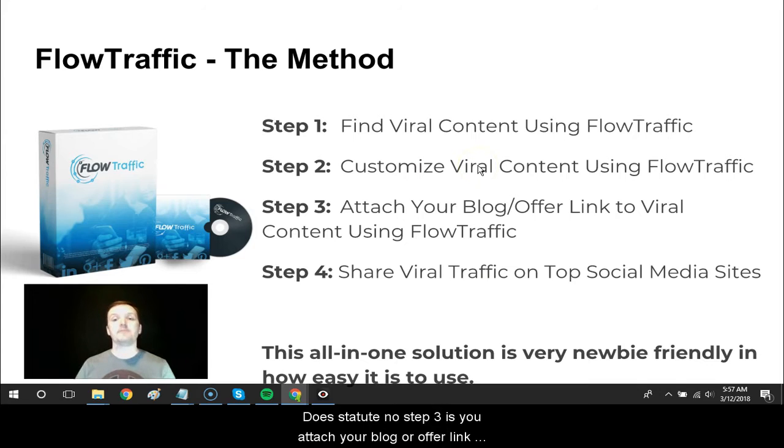Now step 3 is you attach your blog or offer link to your viral content, so when someone clicks on that viral content and they want to interact with it, then you control where they're going from there. Rather than, let's say in Facebook, just an image getting larger, rather than them going to a YouTube video, you can actually take that content and send them to your offer, your website.